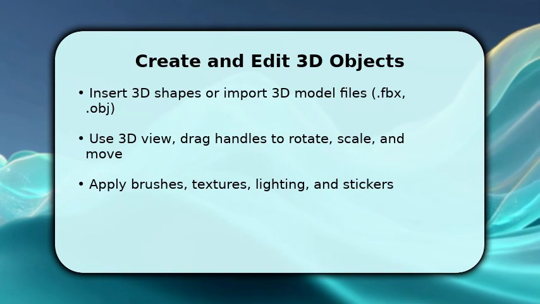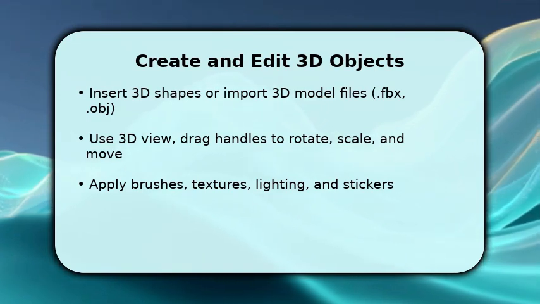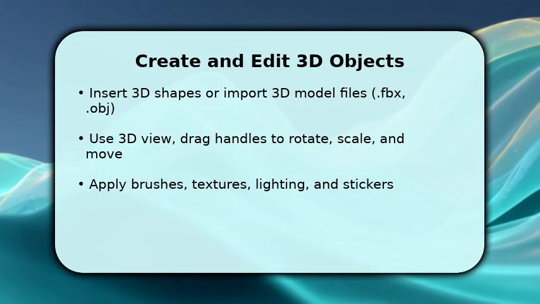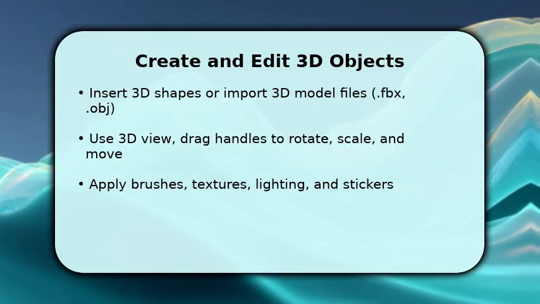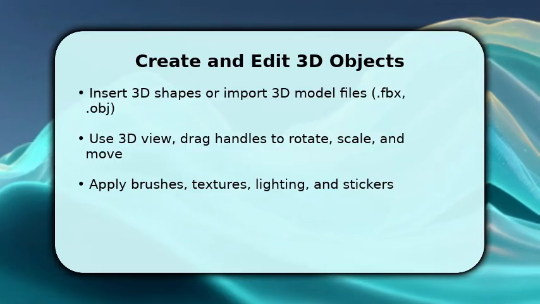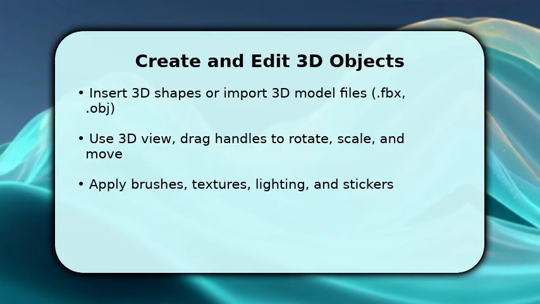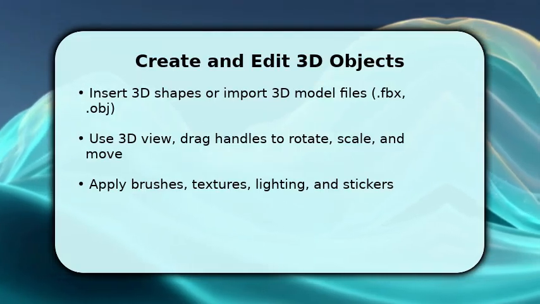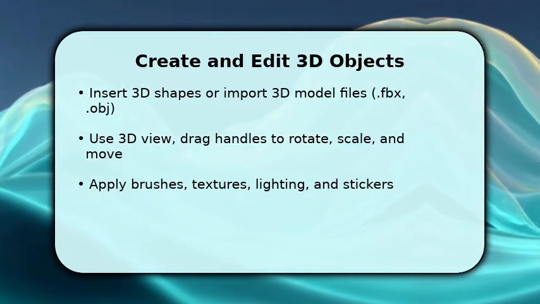Now you'll build the scene by inserting 3D shapes or importing models. Choose shapes from the 3D library or drag in an FBX/OBJ file. Use the 3D view to position and orient objects, grab rotation and scale handles to refine placement, and align with grid or snap options for precision.